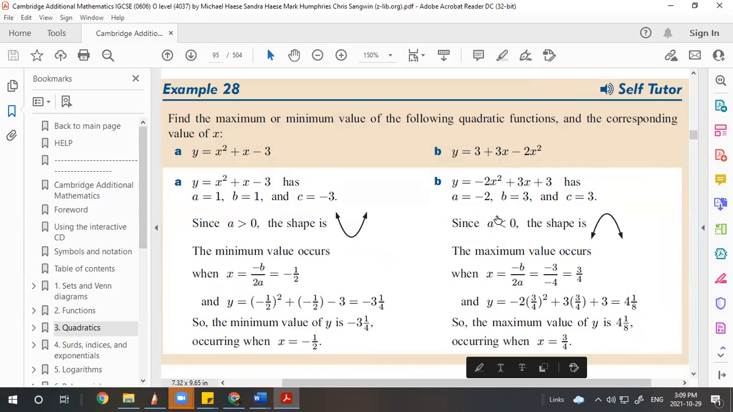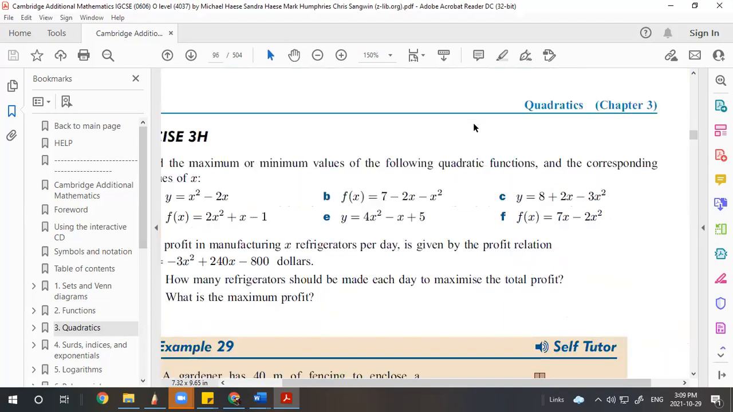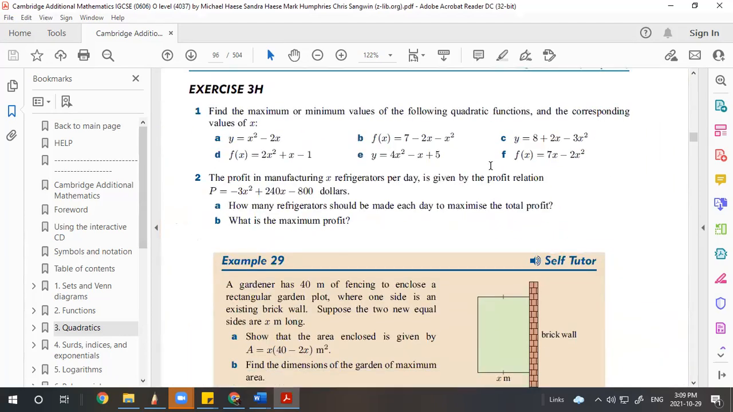And since a is less than 0, remember, a is less than 0, the shape is frowning, a sad face, and the sad face is the maximum, right? The sad face is maximum, the smiling face is minimum. When you smile, your lips go down, right? When you frown, your lips go up. I don't know how to explain that, but that's the idea about the formula.